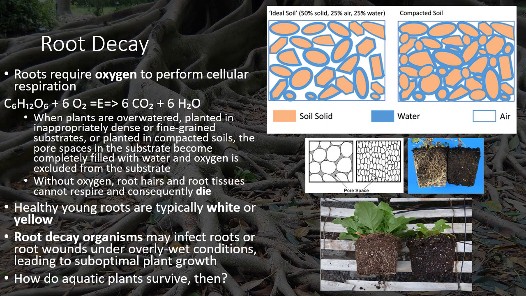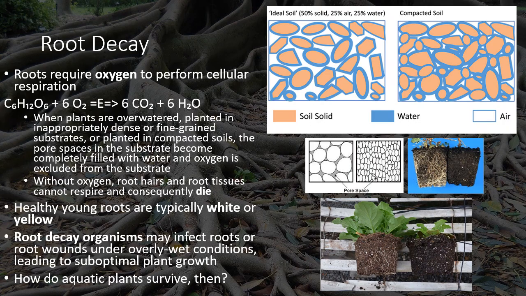Without oxygen, those root hairs and the root tissues can't respire and they die. So when you look at plants which are experiencing root decay, you will not see those healthy white or yellow roots. You will often see stringy brown roots which are dying. And the tissue's not healthy, it's not firm, it's not plump, it's not actively growing.